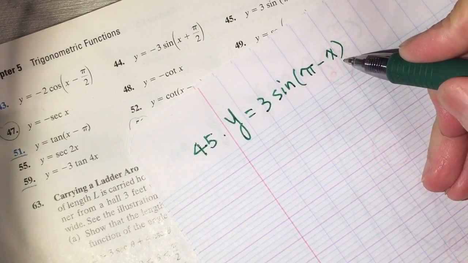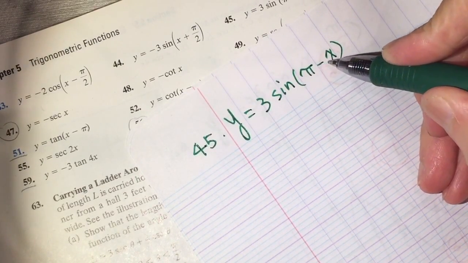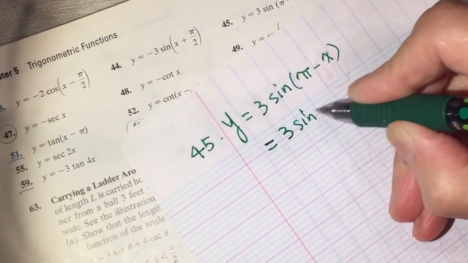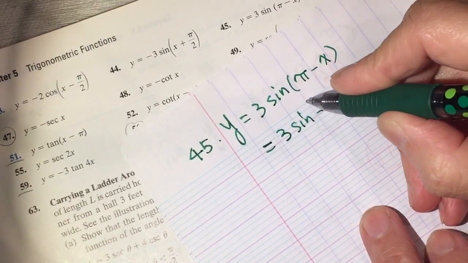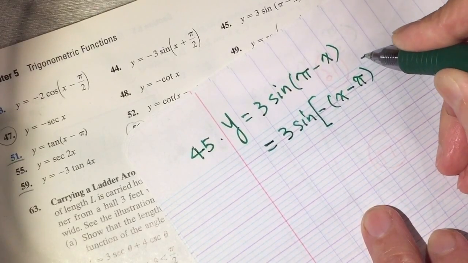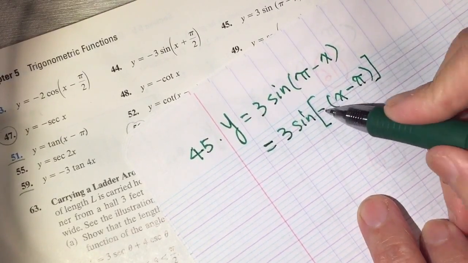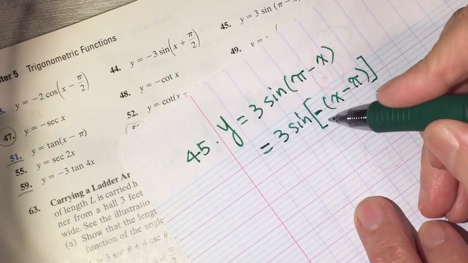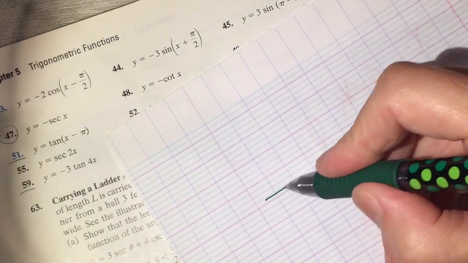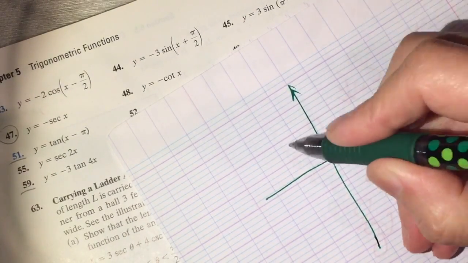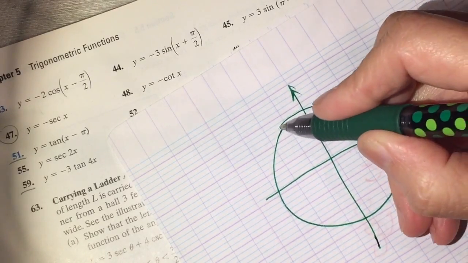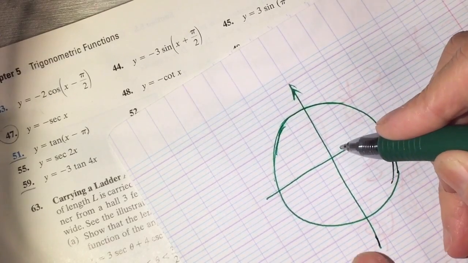Because we cannot do pi minus x directly, we can rewrite it as 3 sine of negative (x minus pi). Right? Now we can do the translation. And let's draw. Sometimes I do not remember the sign, whether it is an even function or an odd function.